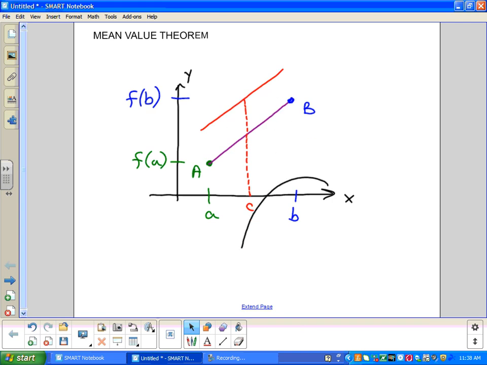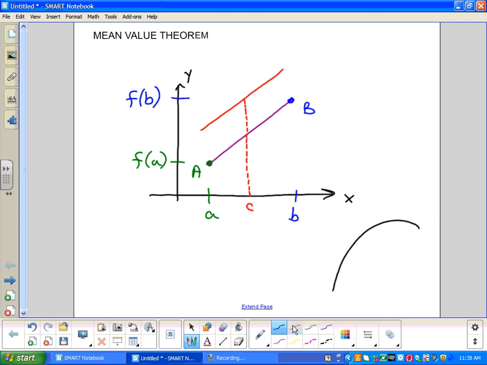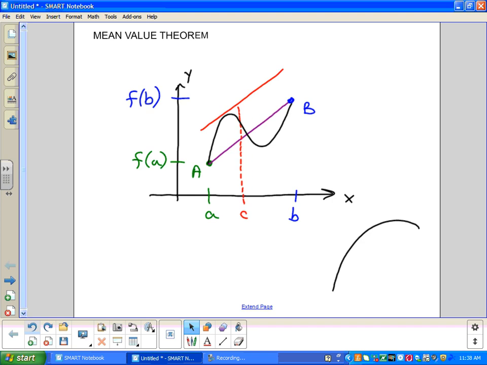Well, the question then becomes, well, does it have to be shaped like that function? Well, I can do almost any function I want. And there's a function, and again, its average rate of change is the same as the purple line. And it doesn't have to be like that. I can make it go like that, and now C is moved. C is now right here.